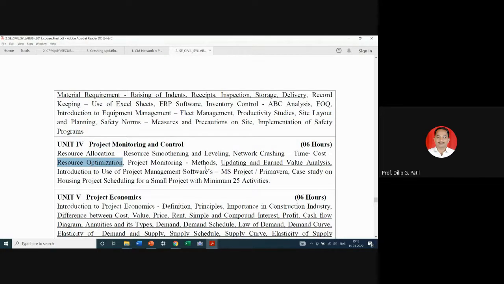So during execution of the projects, we need to continuously monitor the ongoing activities for updating day-to-day progress. In general, on site there is a planning department where some planning engineers take care of all these things. They continuously monitor or visit the ongoing activities.